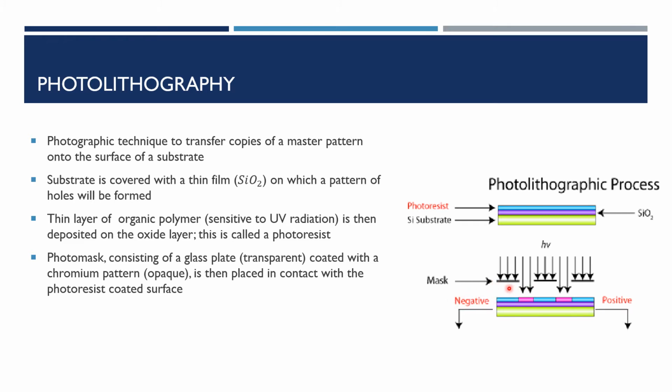Now a photo mask consisting of a glass plate and a chromium pattern is placed on top of the photoresist. This photo mask has two different parts. The glass plate is transparent and allows the UV rays to pass through, and wherever there is a chromium pattern coated, it will not allow the UV rays to pass through the photo mask onto the photoresist. So the UV rays falling on the chromium coating will not be allowed to pass on to the photoresist, whereas those rays falling on the glass plate will pass on to the photoresist, and some chemical reactions will occur in that place.